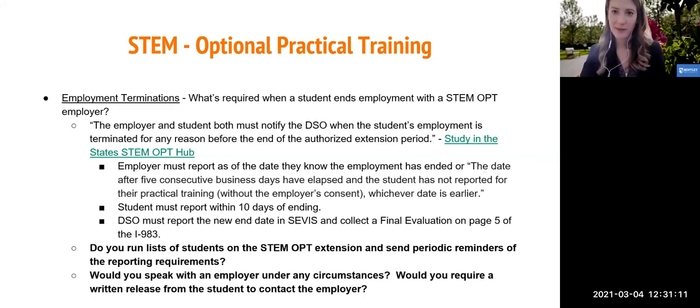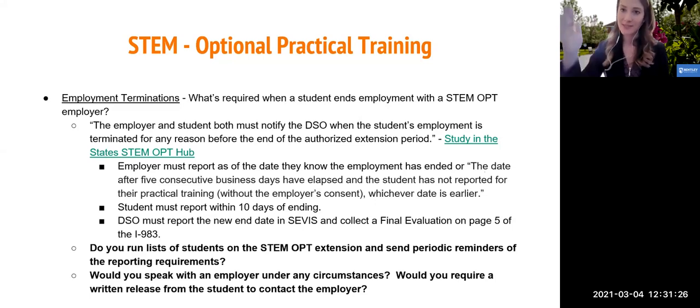Just to piggyback on that really quickly, we have made a guide for both students and for employers. The employer guide is actually pretty general, but it has a grid that lists the employer requirements for CPT, OPT, and STEM OPT, and some general information, which we found has been helpful and has mitigated some of the requests that we get from employers for information.